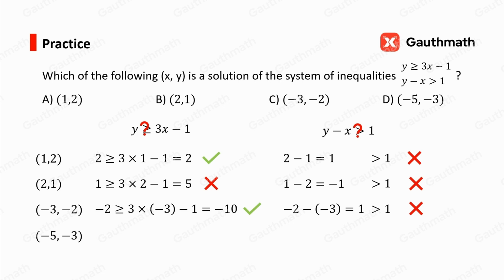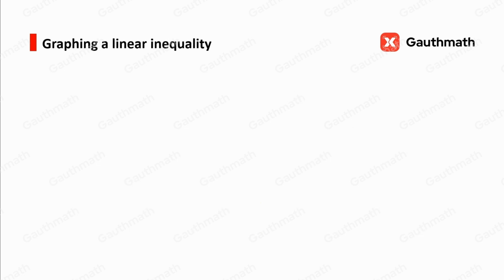But still, let's double check. Substitute x equals -5 and y equals -3 into the first inequality. It is true. Then substitute into the second one. It is true as well. So the correct answer is D.